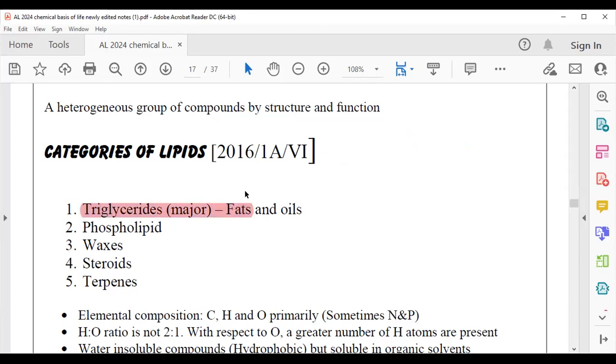What is the first category? Triglycerides or fats. Second one? Phospholipid. Third one? Steroids. These three are the ones primarily mentioned in the syllabus.